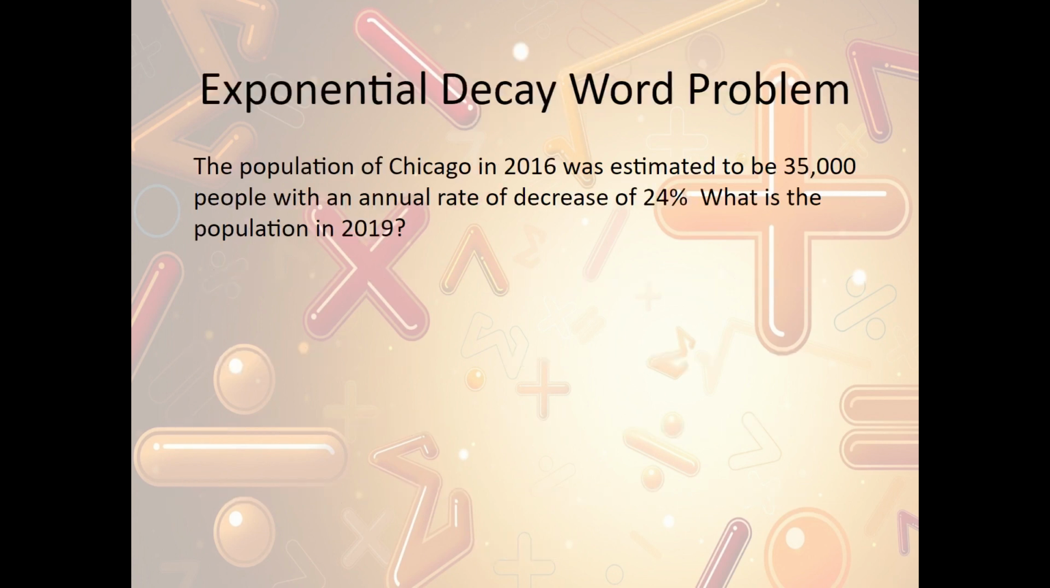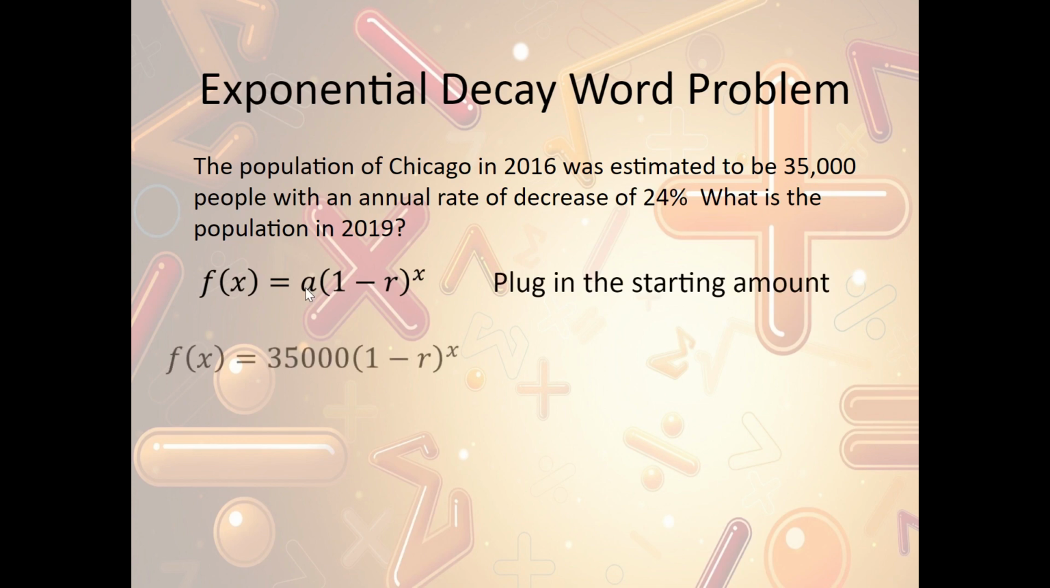Now let's look at exponential decay. This time the population in Chicago was decreasing by 24%. So we start here with our equation of a times 1 minus r to the x. We know it's minus because we're decreasing. And we're going to plug in the starting amount. The starting amount was 35,000, and that goes in for A.